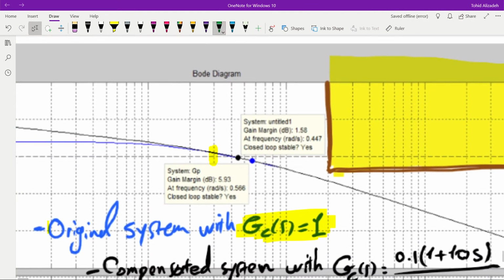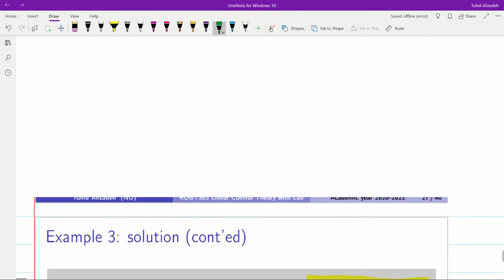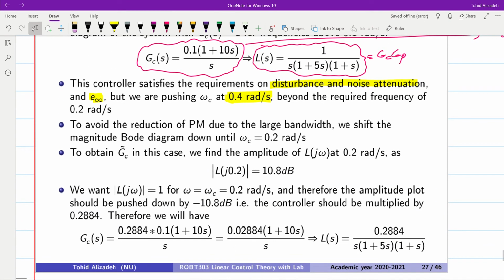So we check to see what is the actual value for that frequency currently. And then after finding that value, we just introduce the proportional controller in order to push the amplitude plot downwards and then make the crossover frequency equal to 0.2. And that's what you see over here. So we check the amplitude of L of j omega at 0.2. It is equal to 10.8 decibels.